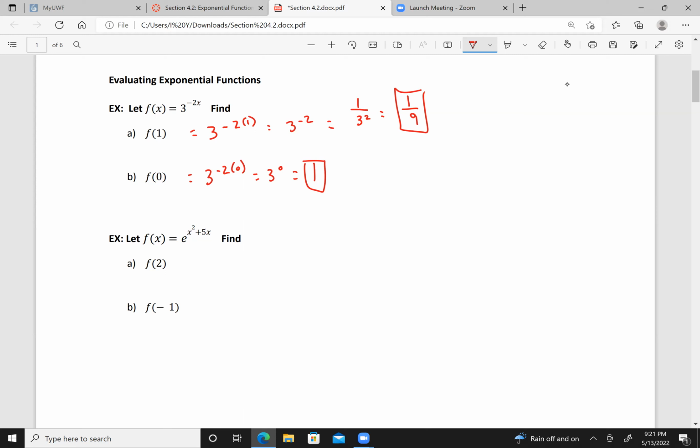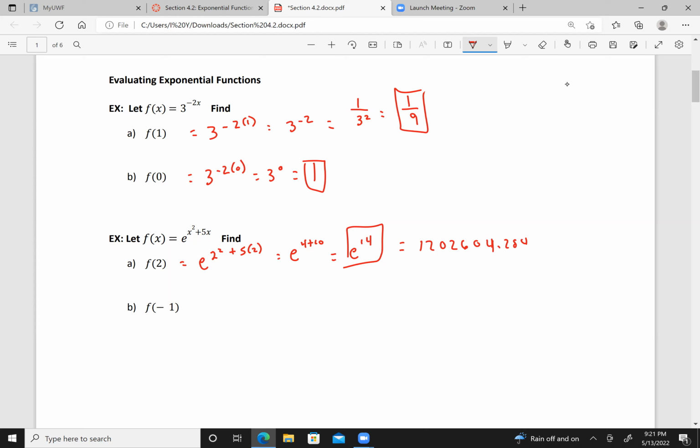Okay, so f of 2 here is equal to e to the 2 squared plus 5 times 2, which is e to the 4 plus 10, e to the 14th. If you want to use your calculator, you can use that to find out an estimate, but I don't really see the point in it. But if you're interested, e to the 14th is 1202604.284 according to my calculator.